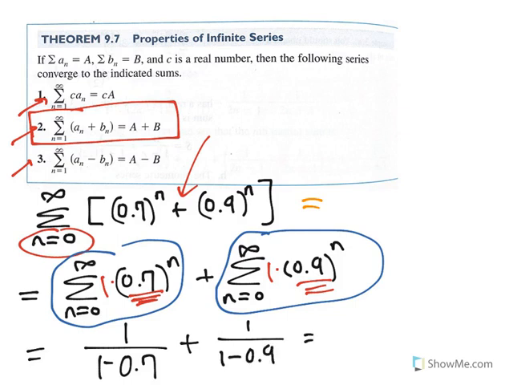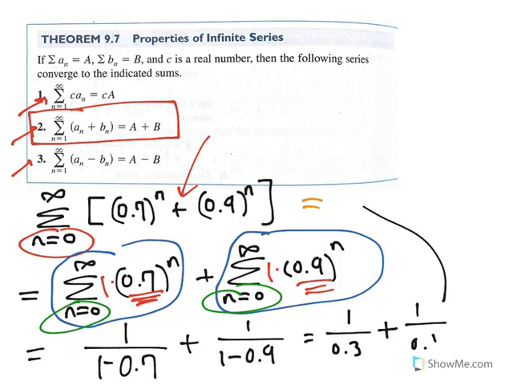And as we learned yesterday, the formula is valid when n starts at 0. And if n had started at 1, you would have to adjust by subtracting the term that you're missing from the sum. But we don't have to do that here. So now we have 1 divided by 1 minus 0.7, which is going to be 1 divided by 0.3, plus 1 divided by 1 minus 0.9, which is 1 divided by 0.1.